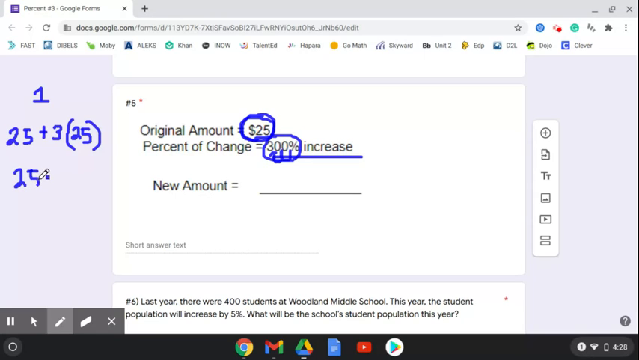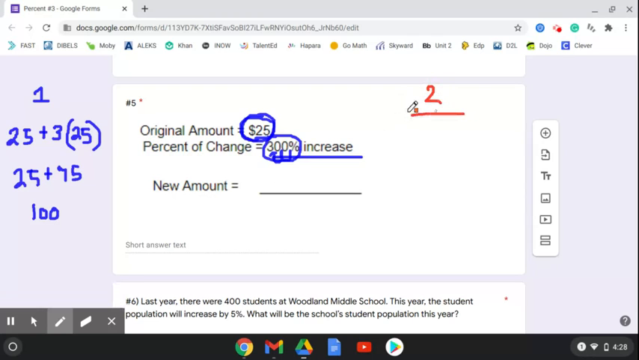So if my original amount is 25 and I increase it by 300%, that means I'm increasing it by $75. And what's 25 plus 75? That is 100, right? So $100 would be my new amount.